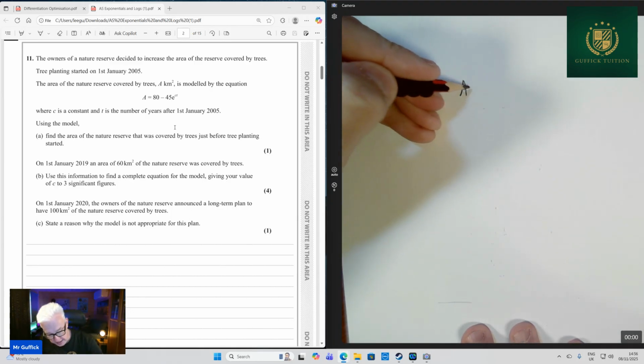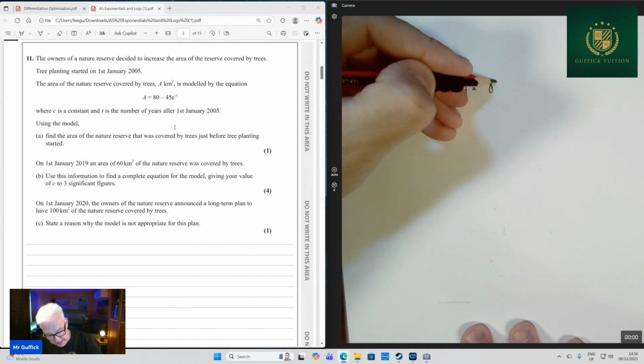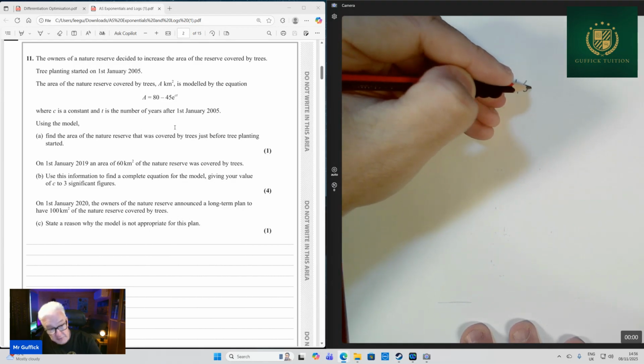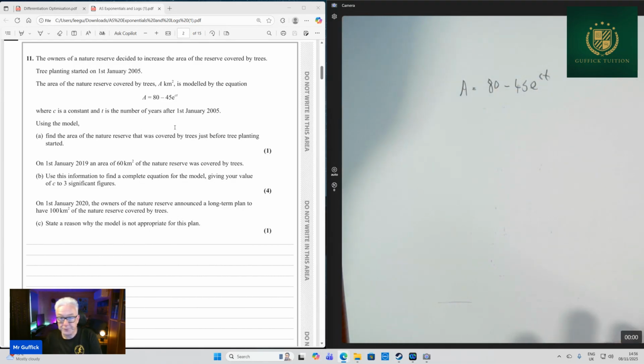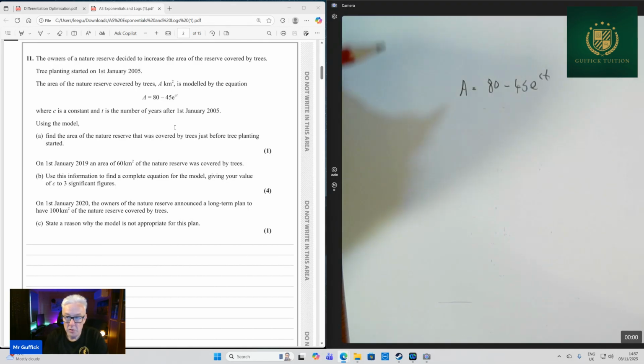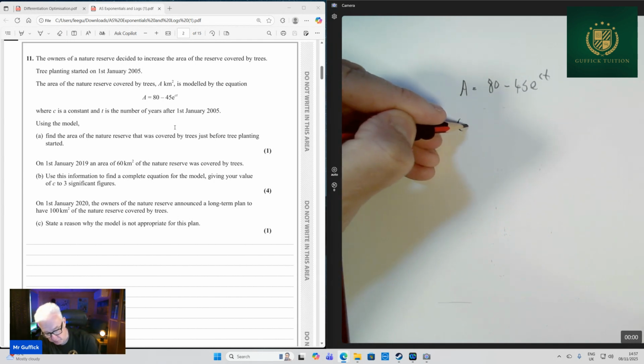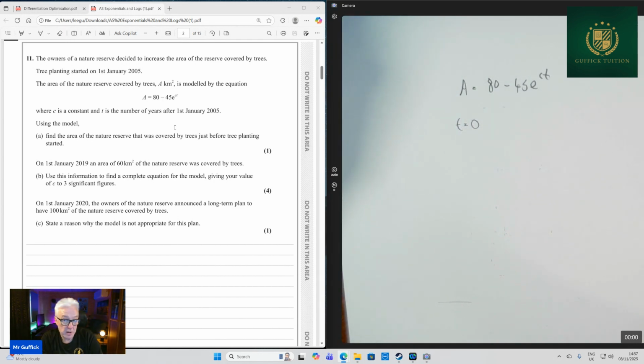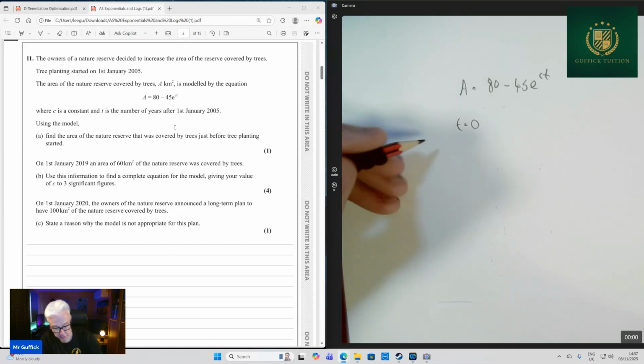A is equal to 80 minus 45 e to the ct, where c is a constant and t is the number of years after the 1st of January. It says find the area of the nature reserve that was covered by trees just before planting started. Well, when planting started, time was equal to 0. A common error that people make here is they put that A is equal to 80. That's one common error.